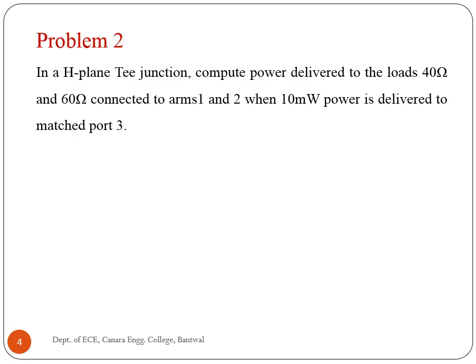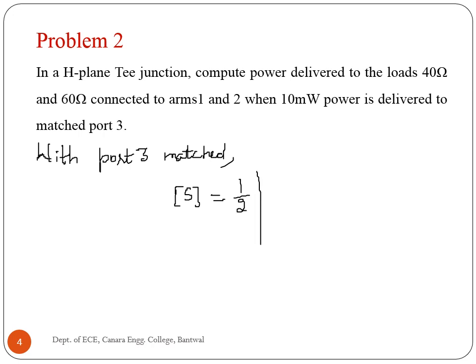Second problem: in an H-plane T junction, compute the power delivered to the loads 40 ohm and 60 ohm connected to arms 1 and 2 when 10 milliwatt power is delivered to matched port 3. With port 3 matched, the scattering matrix of the H plane is half into S11 is 1, S12 is 1, S13 is root 2, 21, 22, 23, 31, 32, 33 is 0.